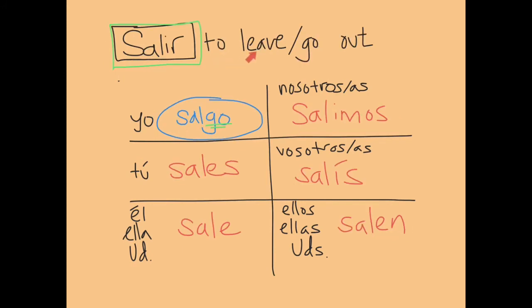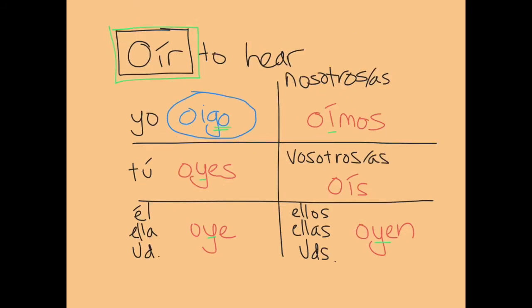Salir, to leave as in like to exit, like you're leaving the room, or it can mean to go out, like I'm going out with my friends later. Yo salgo, go verb, right in that yo form, present tense. I go, yo salgo. Now, the rest of the conjugations are normal for an IR verb. So, tú sales, él, ella, usted sale, nosotros, nosotras salimos, vosotros, vosotras salís, ellos, ellas, ustedes salen.